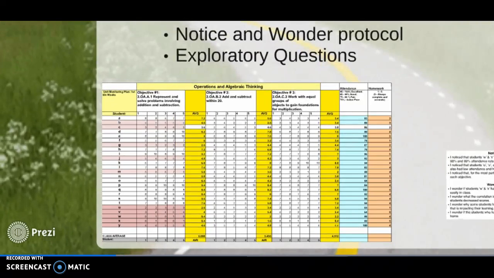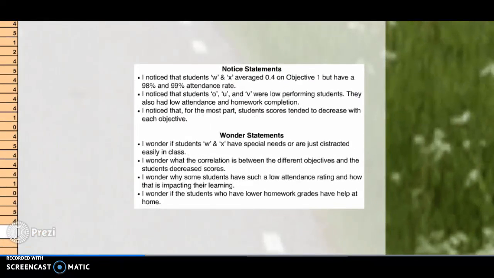Here is a picture of the initial data that I used in developing my data action plan. It shows the scores for each student on 3 separate objectives, and it also shows their attendance percentage and homework average. I used this data to create my notice and wonder statement shown here. I then created my initial exploratory question, which reads, how is Objective 1 being presented, and can Objectives 2 and 3 be presented in similar ways so that students will perform and ultimately understand the material better?